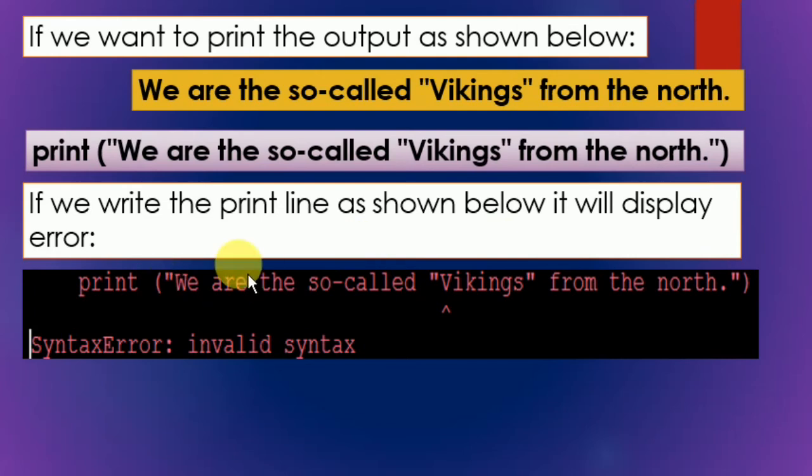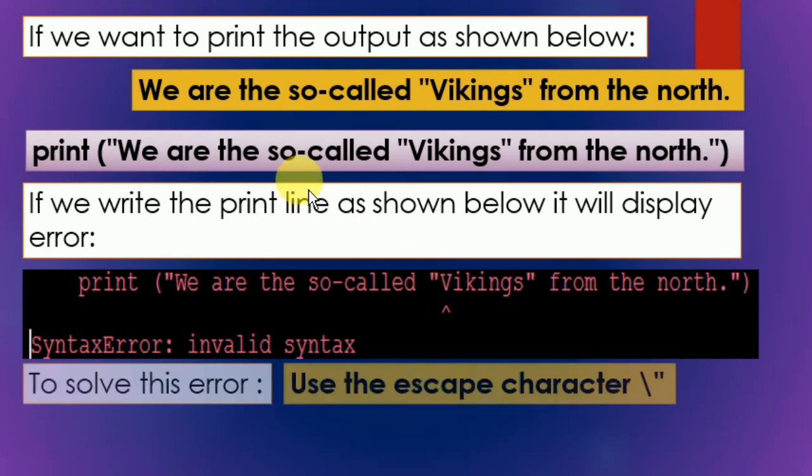Starting and at the end you have to place the double quotes. So what do we have to do? We need to escape the working of these two double quotes, on both the left and right side of Vikings. For that we have to use a backward slash. This is called escape. We escape the working of these double quotes.